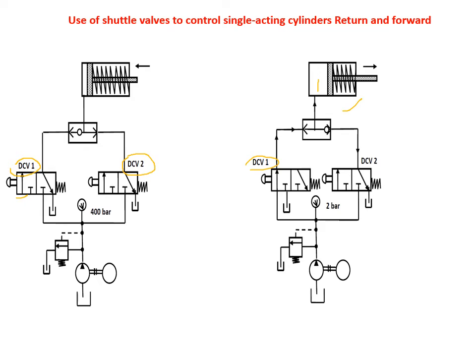So again, whenever it reaches its extreme position, whenever you want to retract, just make sure that you change the position of this DCV. Okay, so if you change the position of this DCV1, it will make sure that it will start retraction as indicated in this first figure.